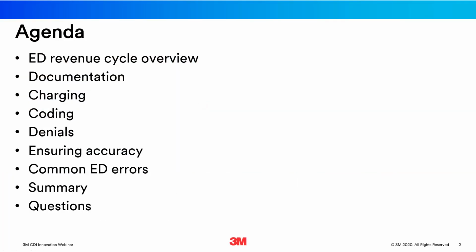So a few of the things that we're going to talk about. We will do a real quick ED revenue cycle overview. We'll look at 4 of the major components of the ED revenue cycle, certainly not all of them, but documentation, charging, coding, and denials. And then we'll talk a little bit about how we can ensure accuracy in these areas. We'll spend a majority of our time today talking about common ED errors, and it's not common ED coding errors, and it's not common ED documentation errors. It's a little bit of both. And then we'll summarize what we've talked about, and hopefully we'll have time to answer some of your questions.